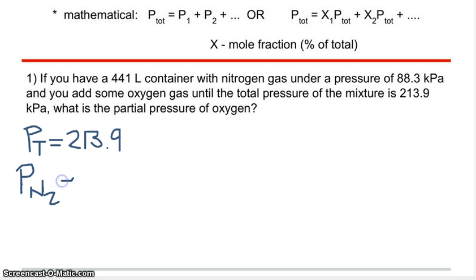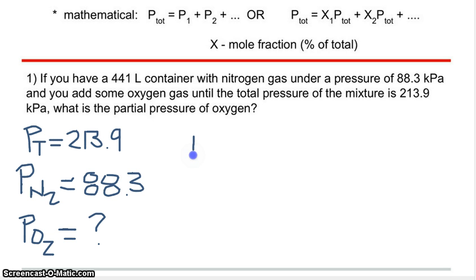The pressure from our nitrogen, I'm writing that as N2, and we'll find out later why I'm writing that as N2, the partial pressure for nitrogen is 88.3. And the question wants to know what is the pressure of the oxygen that we added to our container. So the PO2, the pressure of oxygen, what is that? So the easiest equation that we have up there is that our total pressure is going to be equal to the nitrogen partial pressure plus the oxygen.